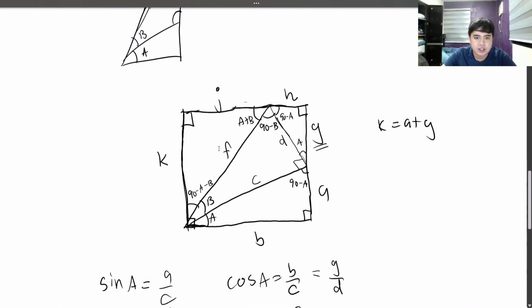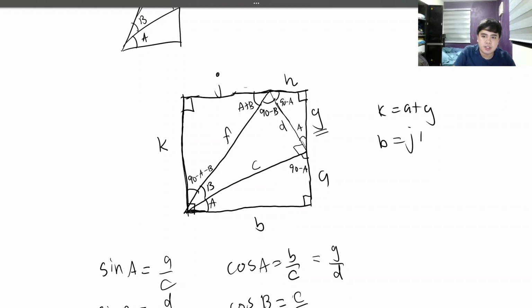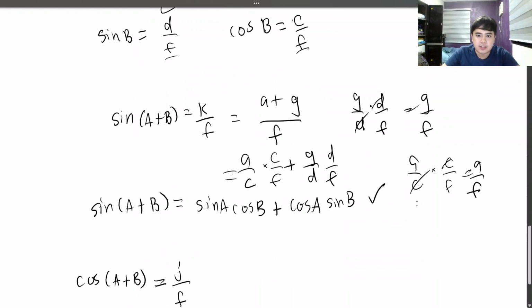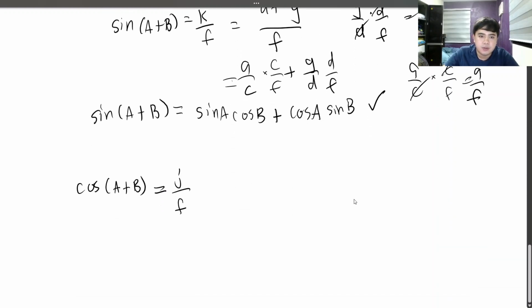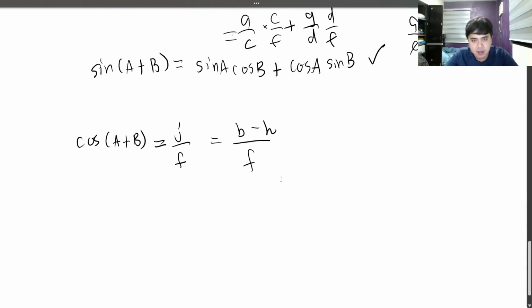Okay, J. What is J in here? Hmm. J doesn't look like it equals anything, but B and J and H, I think they have something similar. So B equals J plus H, right? Because B and J plus H are parallel and equal in size because it's a rectangle. So we can say B equals J plus H. And since we just need J, we can go B minus H on top over F. So this is B minus H because algebraically you just subtract H from both sides, right? Like that. So B minus H over F.